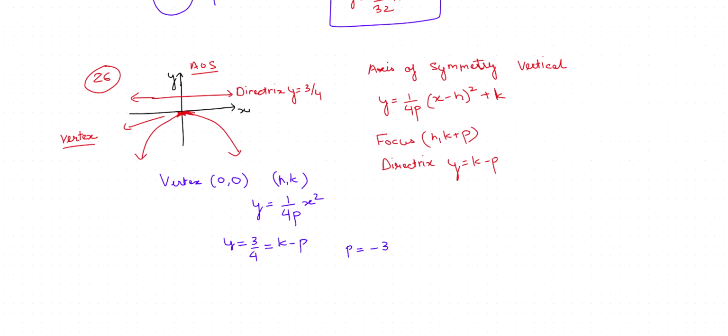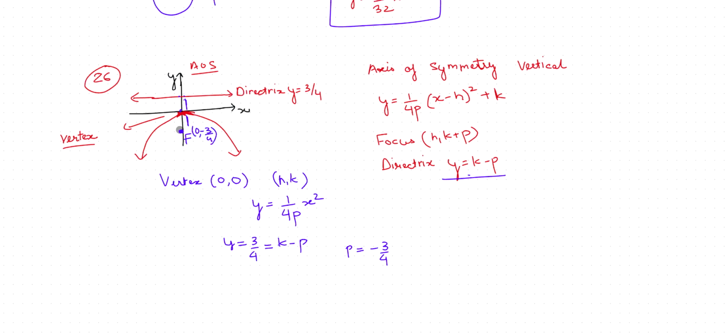We can also see that the distance between the vertex and directrix is 3 by 4. Now the focus is inside the parabola, which means the focus is here. If this distance is 3 by 4, it is an equal distance, but below the vertex. So the focus would be 0, minus 3 by 4. But we'll get it through the equation also.